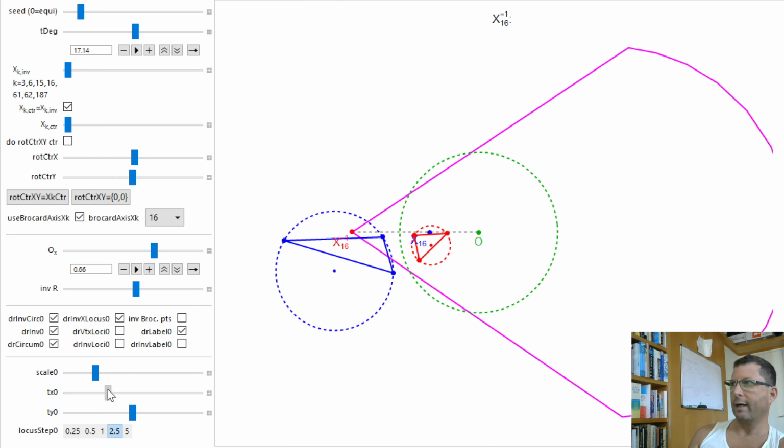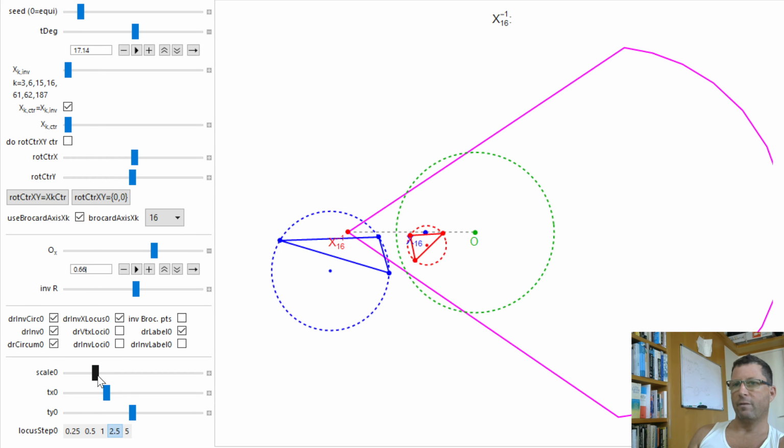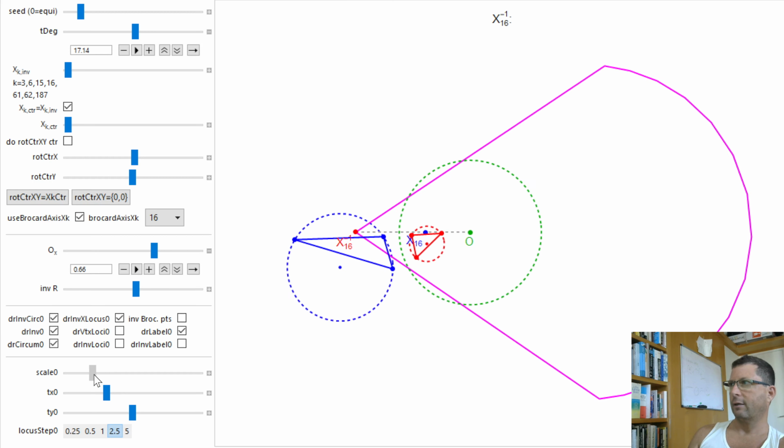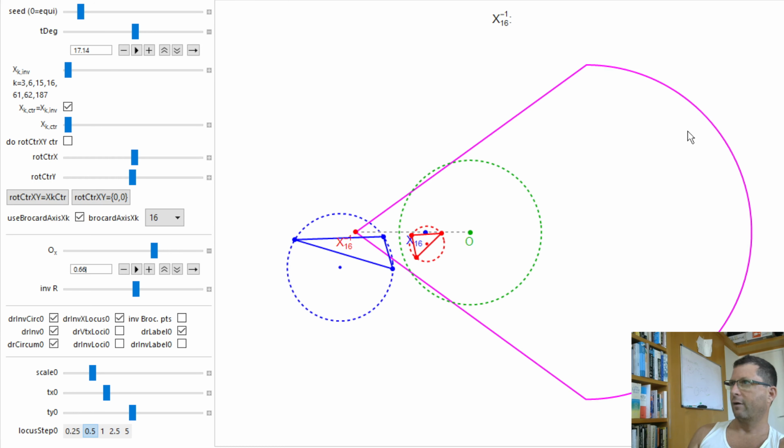Okay, so I have this magenta locus of my inversive X16. And this is just some polygonal sampling. If I change the step of my locus computation, you can see that this is a very neat and circular arc. I can affirm that this is a circular arc because this is eventually going to turn into a full circle, depending on where the center of inversion is. But let's just follow the dynamics of this.